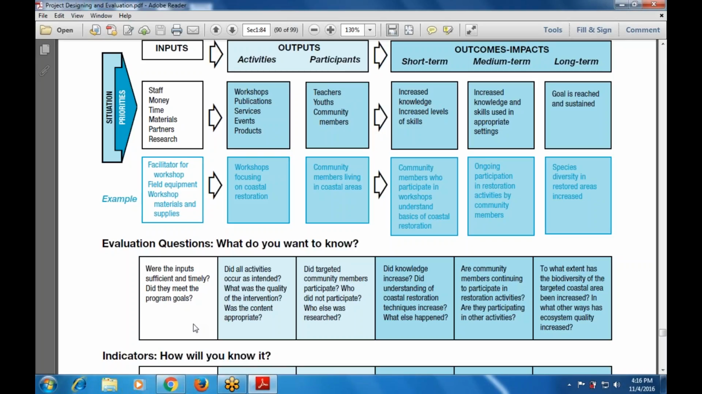What are the various targeted audiences? What are the various community members that are used with a targeted audience, and who did not participate? Who else was researched?